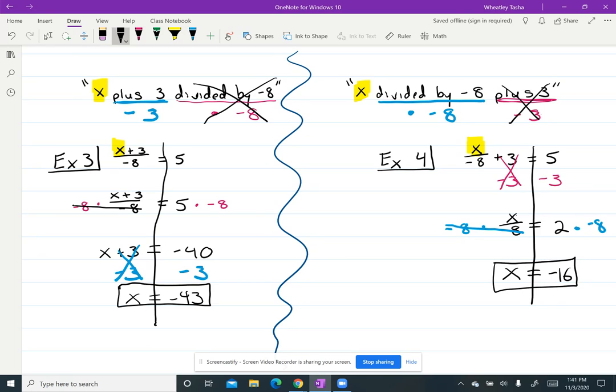So even though these problems look similar, the way you solve them is completely different and you get completely different answers. You could check each of these answers by substituting them into the original equation to make sure that they do equal 5. Just remember, if you can read the equation, you're going to work backwards using inverse operations to solve the equation.